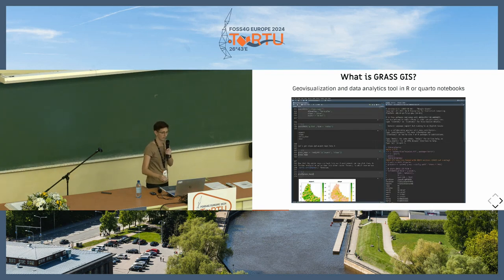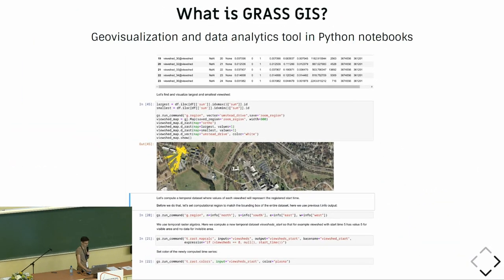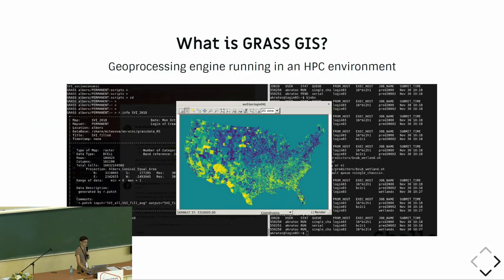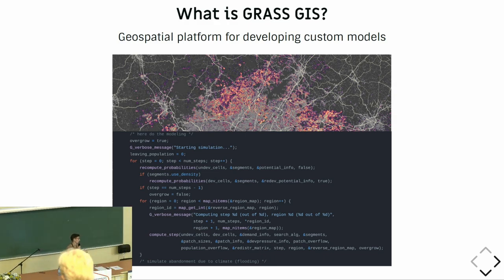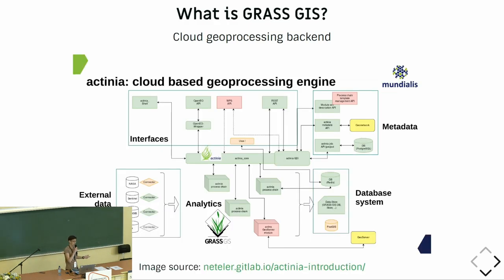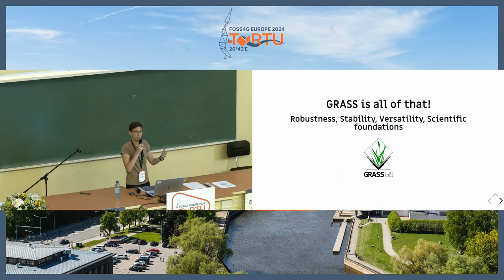You can also use it within R notebooks or Python notebooks for your workflows, for your scripts, as a geovisualization and data analytics tool. It's a geoprocessing engine running in HPC environments as well. A geospatial platform for developing models, because there is a lot of functionality, so it can also be used as a library for new algorithms and new models. And it is also a cloud geoprocessing backend in Actinia, another OSGeo community project. So yes, we are all of that, and the answer will depend on how you use it. So it's as versatile as the many people using it.